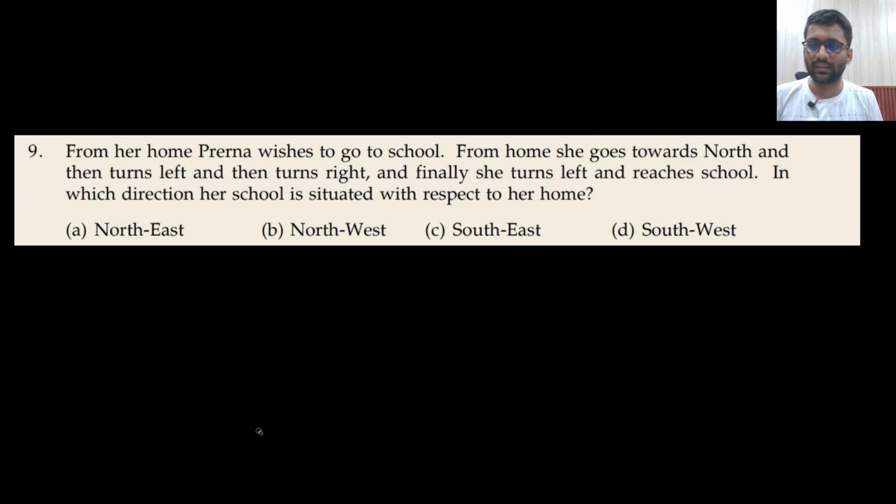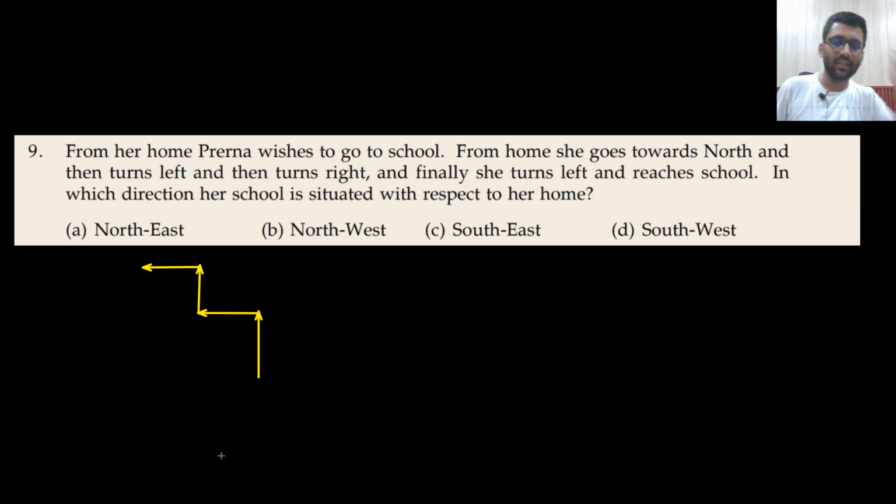So what they are asking, from her home, Prerna wishes to go to school. From home she goes towards north. Then turns left. What will be left? Left will be this. Then turns left and then turn right. Then turn right. From here she turns right, and then turns right and finally turns left. So left will be this. Finally turns left and reaches school.